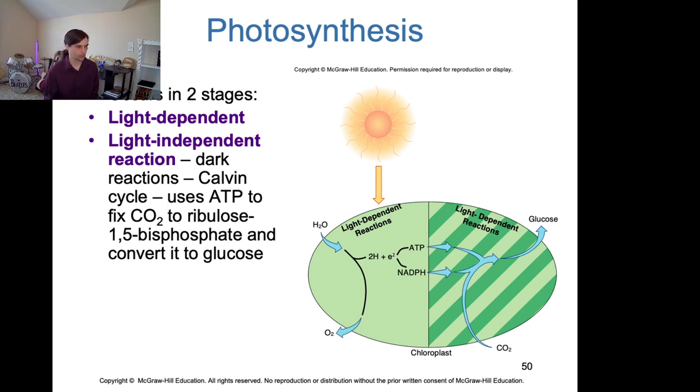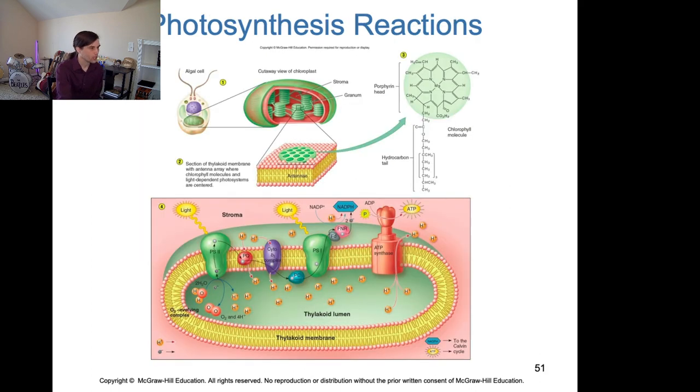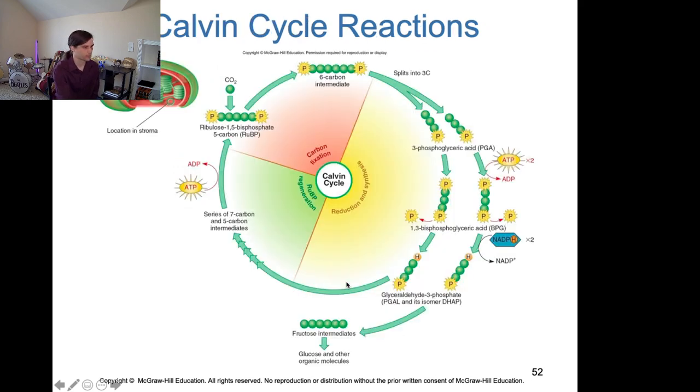Here's the reactions of photosynthesis. Essentially, the very end of it is the electron transport chain. Works kind of pretty much the same way. Here's the reactions of the Calvin cycle. Essentially, the exact same thing. We're going to break apart Rubisco into smaller molecules that are eventually going to turn into glucose. Pretty easy on that one.